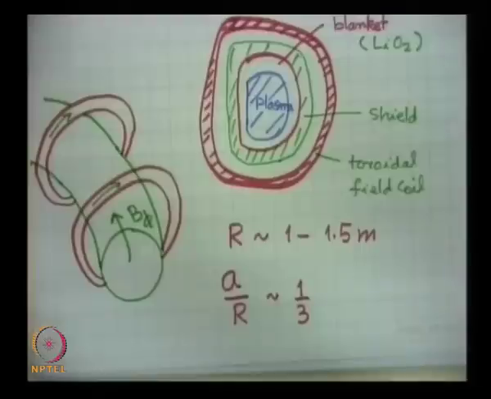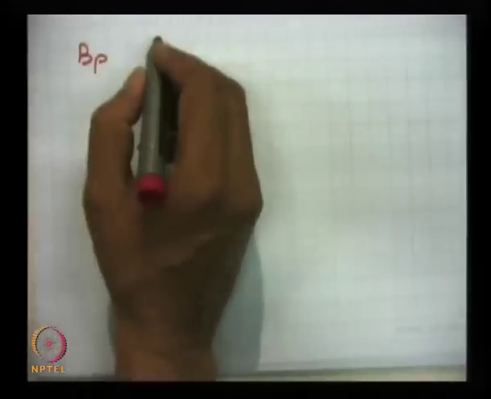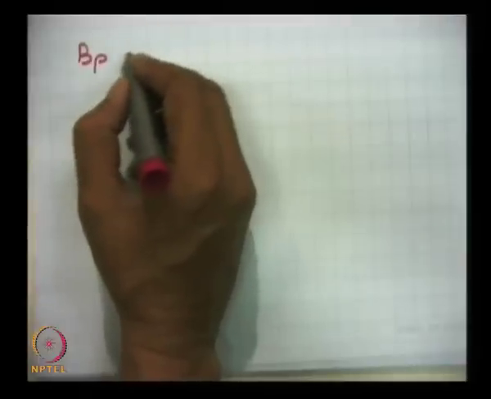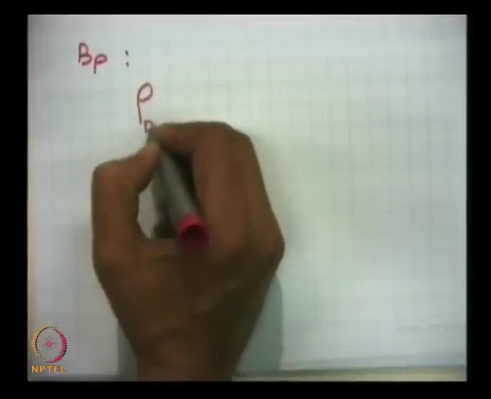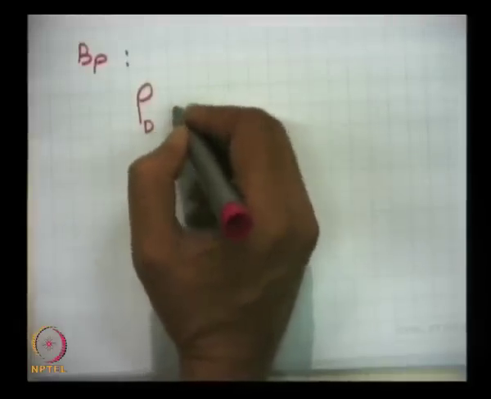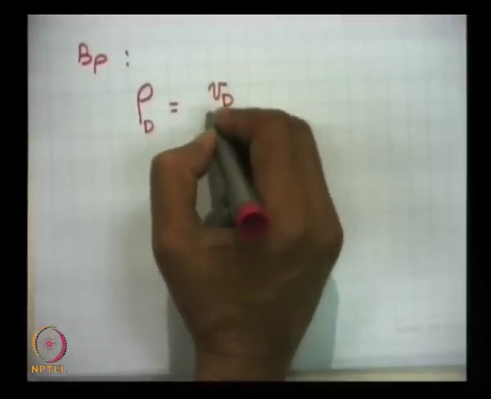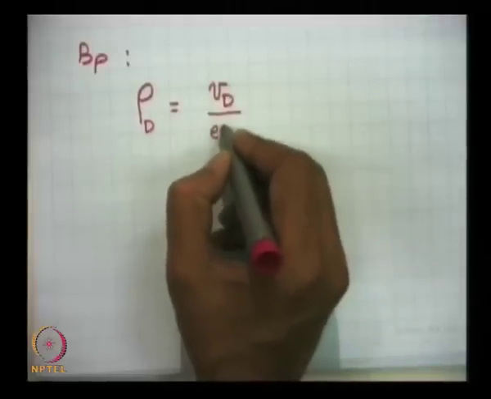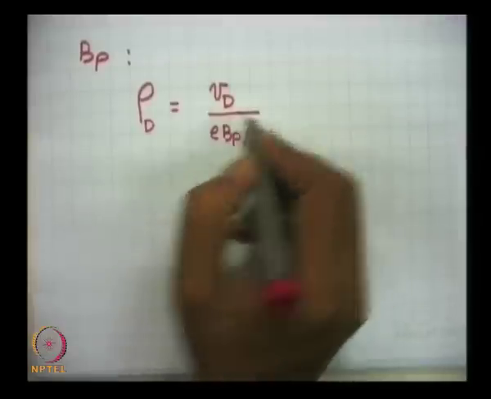Well, an important parameter in this is called the poloidal magnetic field, and we had talked about this. B poloidal typically has to be so strong that the Larmor radius of, say, deuterium or tritium, due to the poloidal magnetic field, which I define as the thermal velocity of deuterium divided by e B poloidal upon mass of deuterium, is small. This is called the Larmor radius of deuterium.